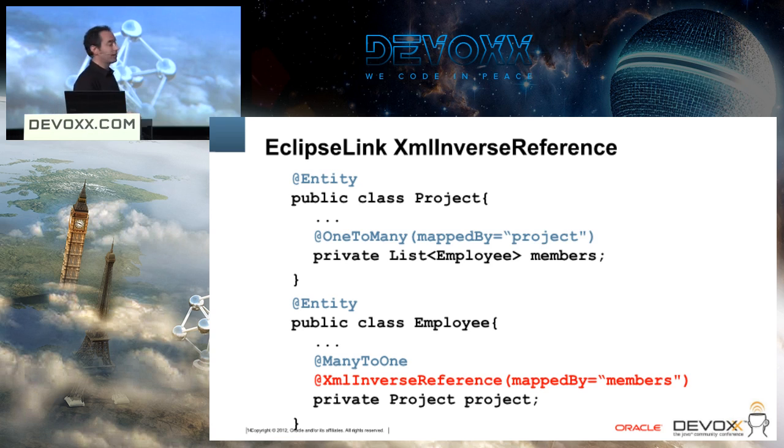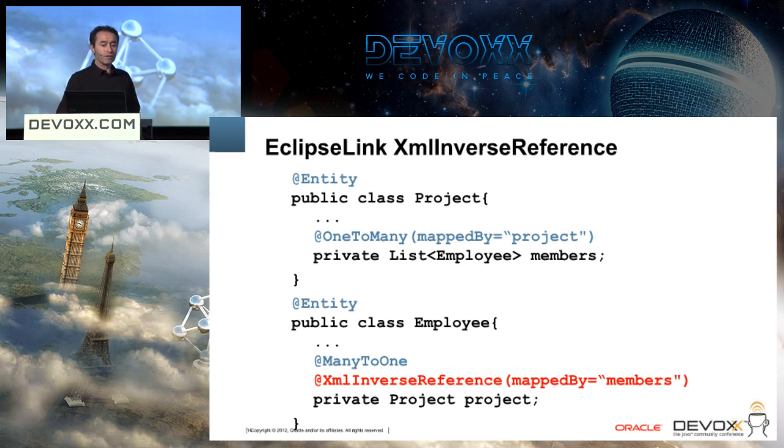So we've added this XML inverse reference annotation. The hardest part of this was coming up with a good name. Even now, we're not entirely sure it's a great name. But what we're doing here is annotating this project reference to say, this is a pointer to my parent. When you're marshaling up project and you get to employee, don't follow this link. Don't recurse down this link.